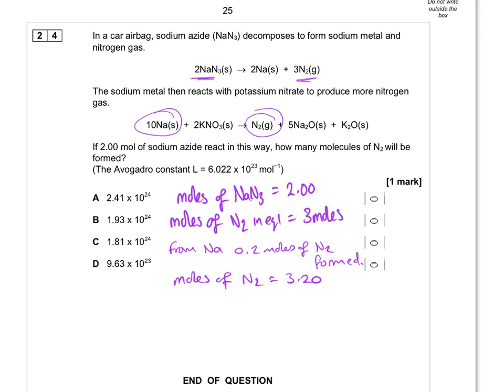Now the question asks us how many molecules of N2 will be formed. Now I've got the moles, I can work out the number of molecules, and I do that by timesing the moles by Avogadro's number. Which is answer B.